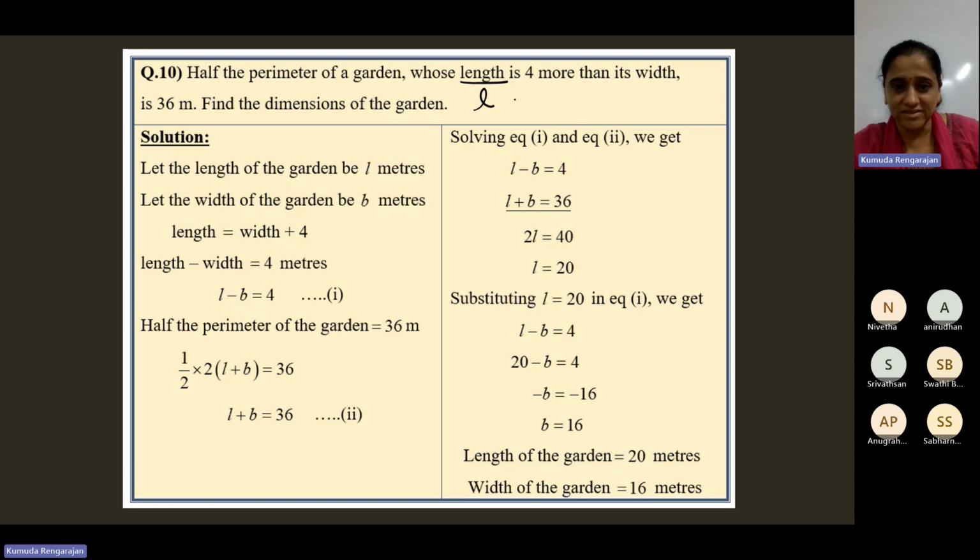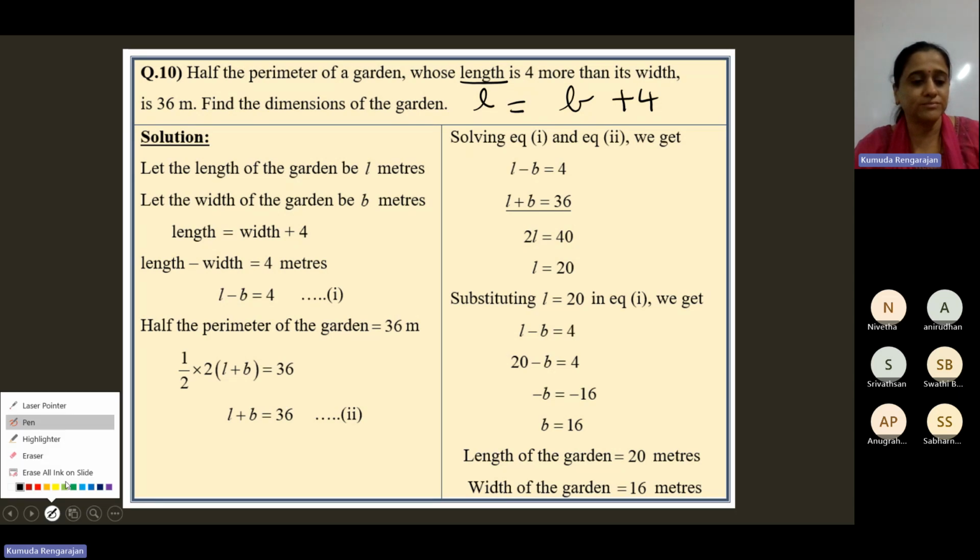Length is 4 more than. All of that, 4 more than, 4 less than, you have to put at the back. Than what? Width. That comes first here. In 7th, 8th, this is how we learn. They'll give you small statements, no? They'll ask you to convert that to a mathematical equation. So this is how it is. 4 more than, 4 less than, that goes at the back.